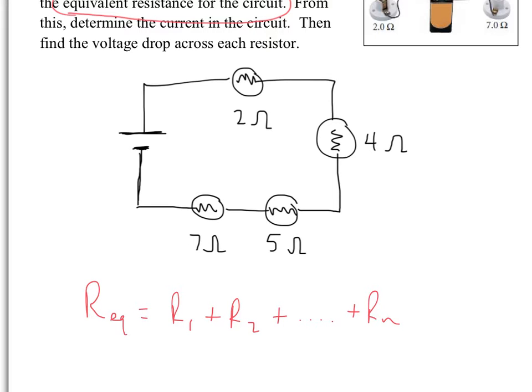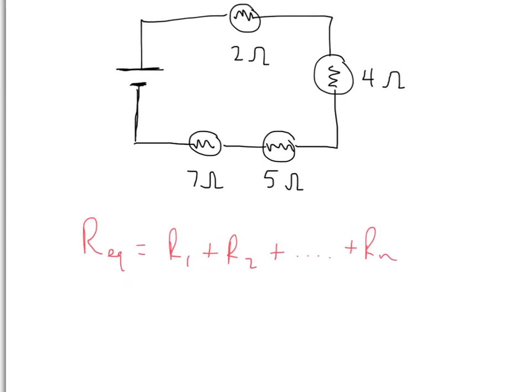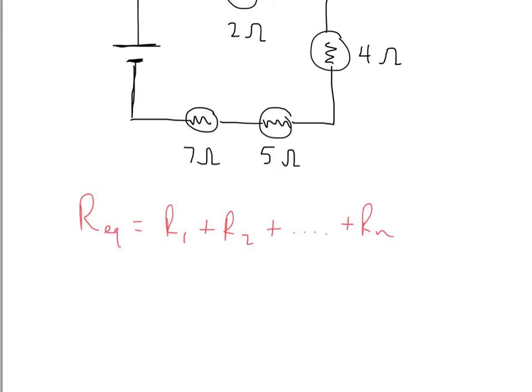Okay, what do we get? 18 ohms. Okay, the sum of these 4 is 18. So here's what I draw now. Go ahead and draw this, please. Okay, that's the equivalent circuit on the bottom.